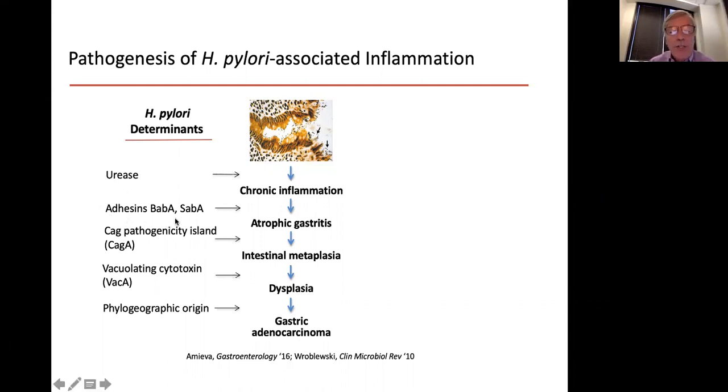There are key adhesions that allow the bacteria to adhere and inject, through its type 4 secretory system, the CagA protein into the epithelium.